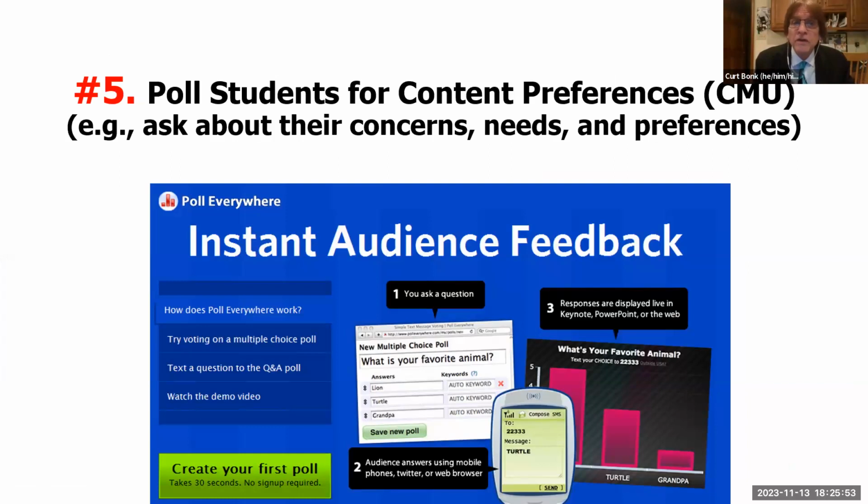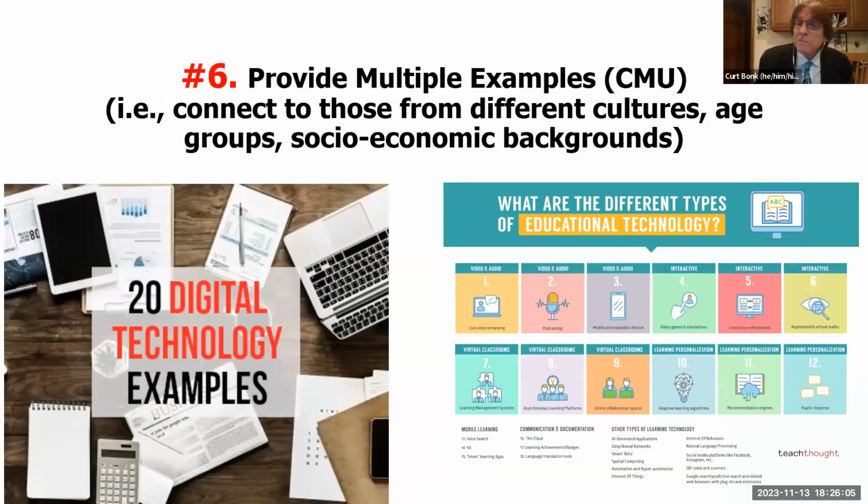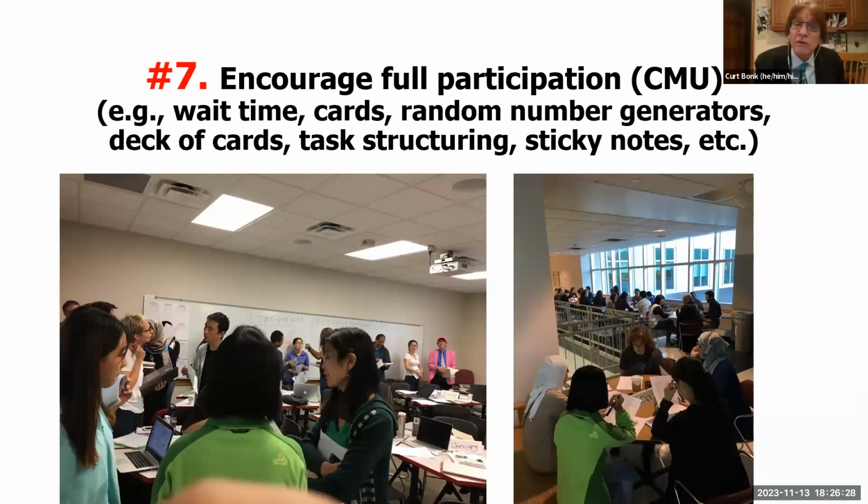Poll your students and get their content preferences, get their needs, get their concerns across so that you can design curriculum, you can design tasks that fit their expectations and needs. And then provide, again, multiple examples that address different cultures, different groups, or economic backgrounds, and share those different examples with them so they feel like, yeah, I can do that. I can relate to that. I can connect with that. That's something that is in my capability of performing, in my interest area.